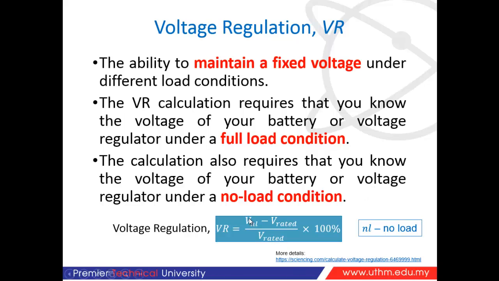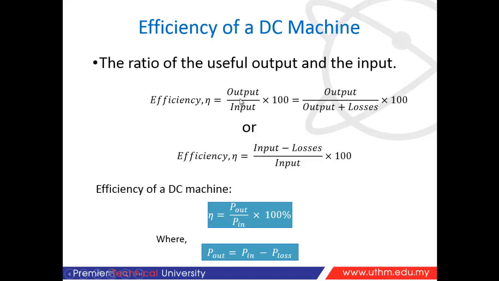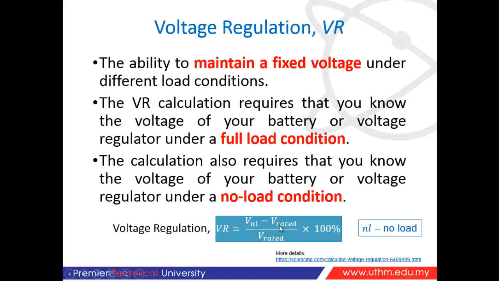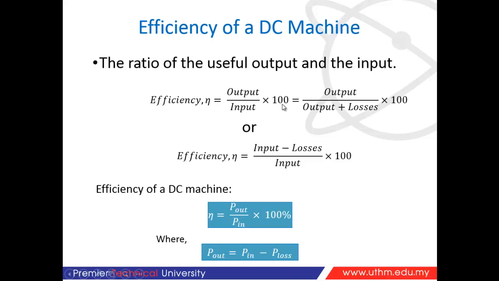For example, the power supply is 12 volt and V rated is also 12 volt. It means that the device can maintain the fixed voltage. For efficiency, the output and input must be the same so that you can get 100%. So this 100% is better, and this one is 0. 12 minus 12 becomes 0, and of course the percentage becomes 0.